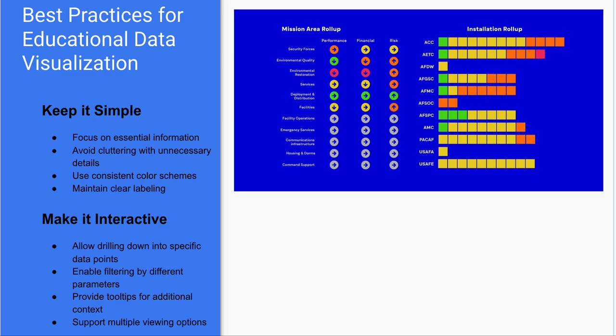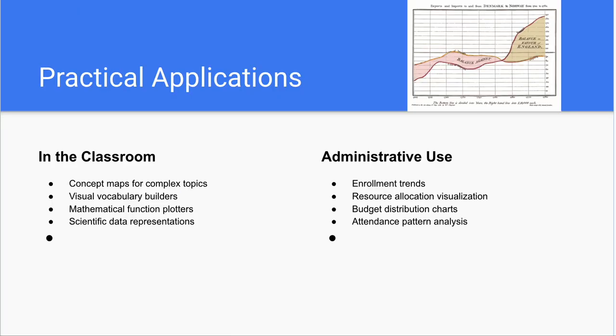We also want to make it interactive. This allows drilling down into specific data points. So if I want to click on a student that is performing in the orange and I click on it, then I get to see more details on which skills they are not mastering. This enables filtering by different parameters and provides tool tips for additional context and supports multiple viewing options.